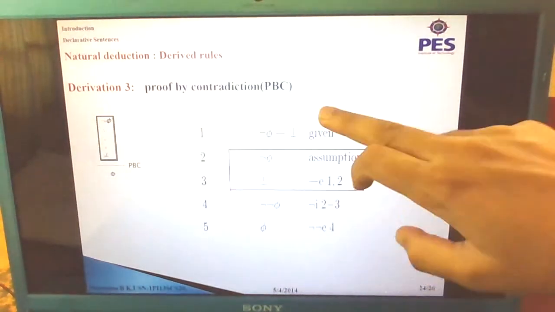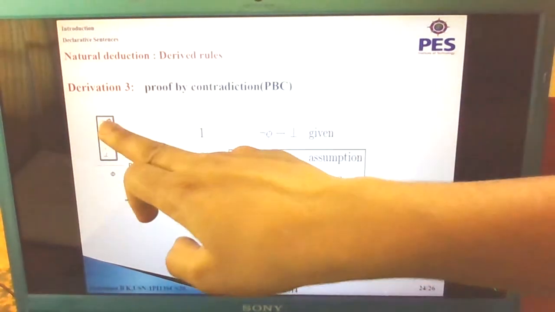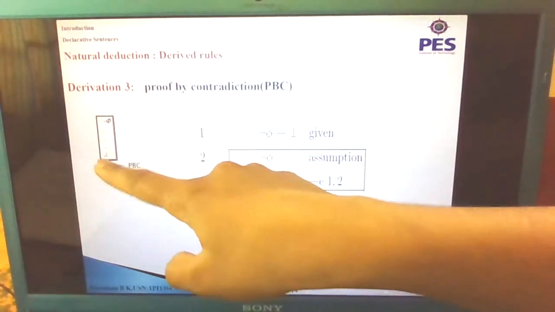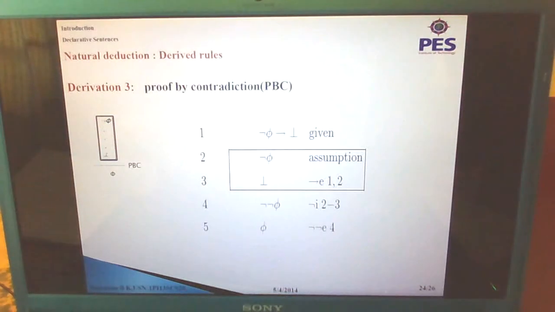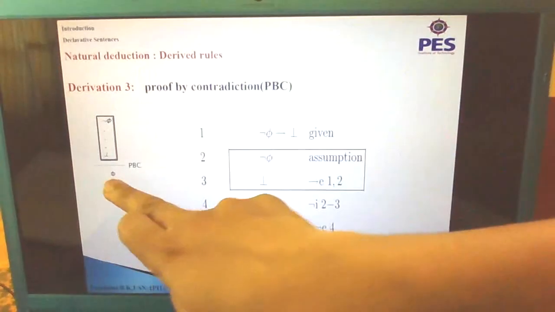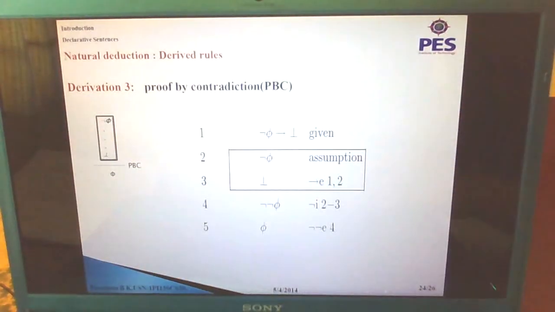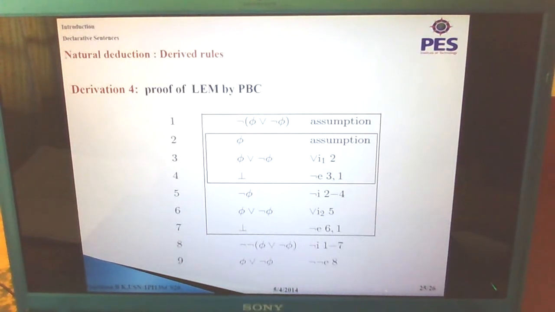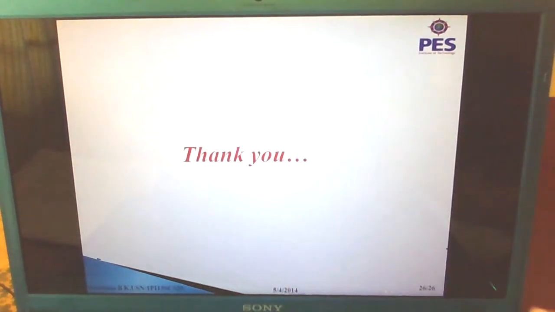This is the proof by contradiction. That is our assumption. Basically, our assumption is a negation, meaning false. After that we conclude that our assumption is also false. So false means it is going to give a true. This is known as proof by contradiction. This is the proof for LEM by applying proof by contradiction.